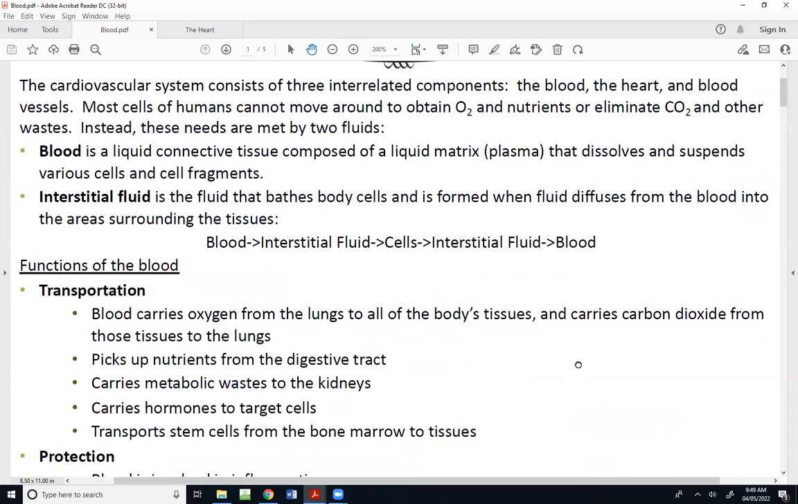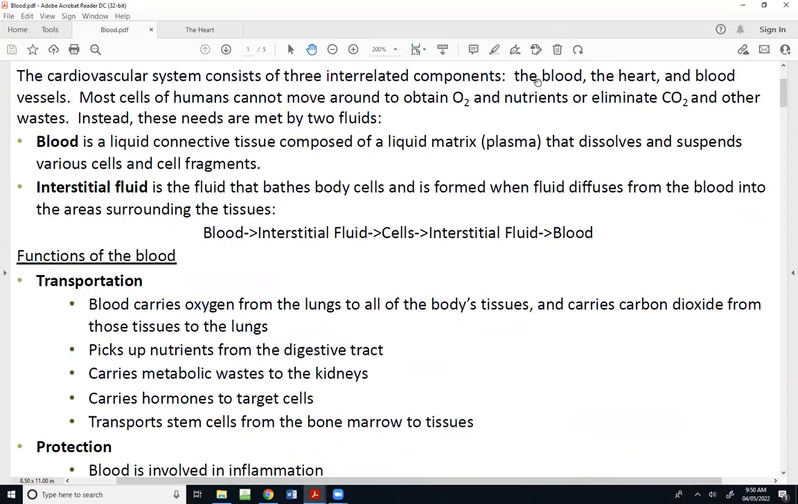Your cardiovascular system consists of three interrelated components, one of which is your blood, which flows in and out of our heart. And when it comes in and out of the heart, it uses our blood vessels. The entire function of the cardiovascular system is to deliver nutrients and eliminate wastes from tissues throughout the body. That's because most cells of our body cannot move around to get those nutrients like oxygen and glucose, and cannot travel to the dump sites like our lungs to exhale CO2 and our kidneys to excrete things like urea in our urine.